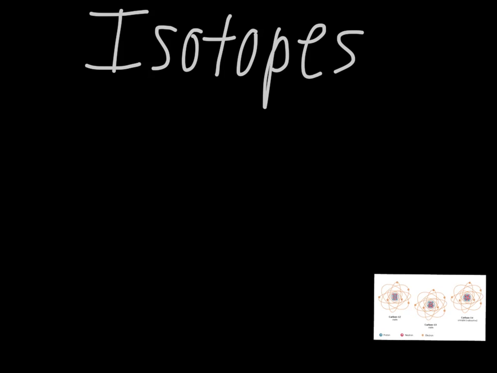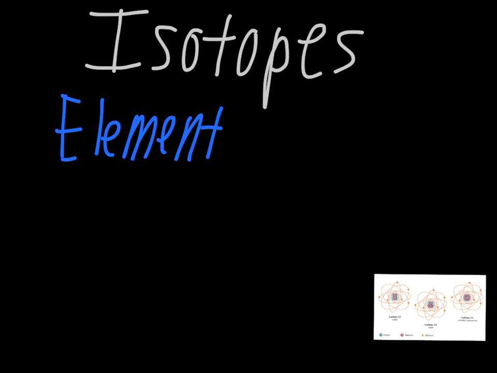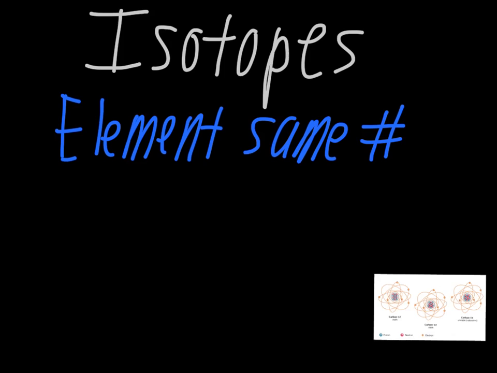This video is about isotopes. Now, we've talked a lot about elements so far this chapter. The way we define an isotope is that it is an element that has the same number of protons. Because remember, the number of protons is what determines which element we're looking at.